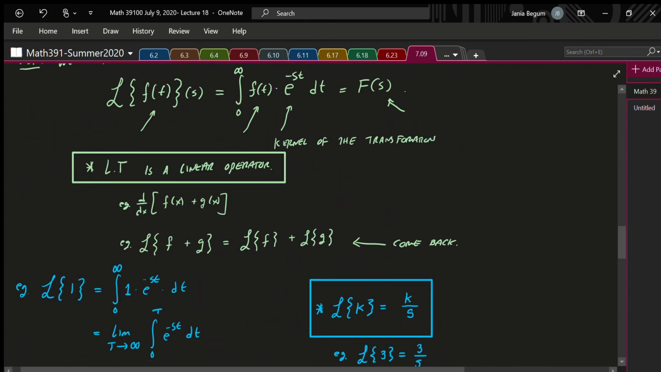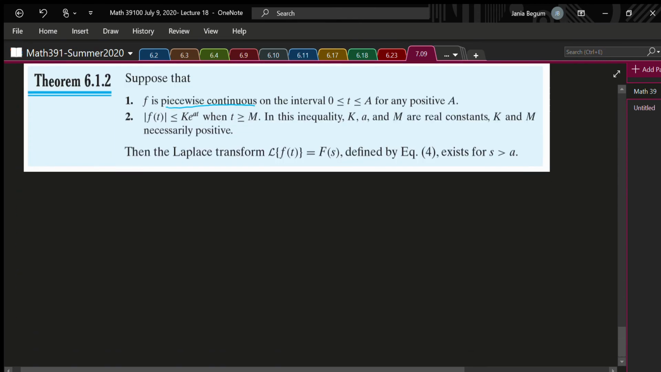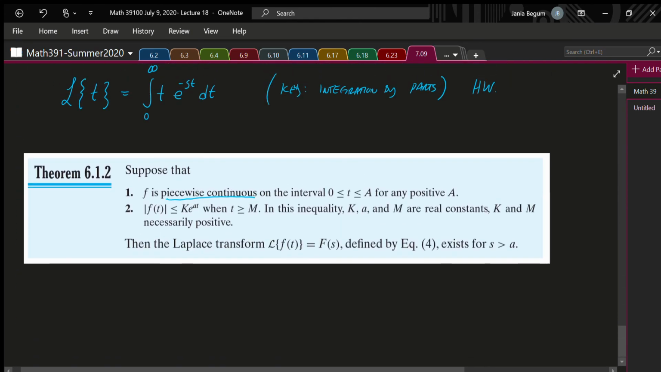So what the theorem really says in sum is that if you have a piecewise continuous function and if you have a bounded function, so this is bounded.